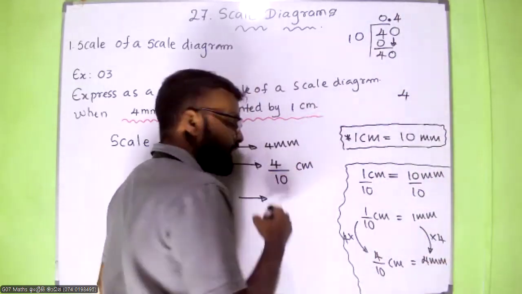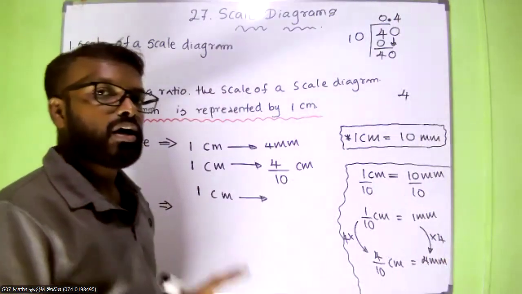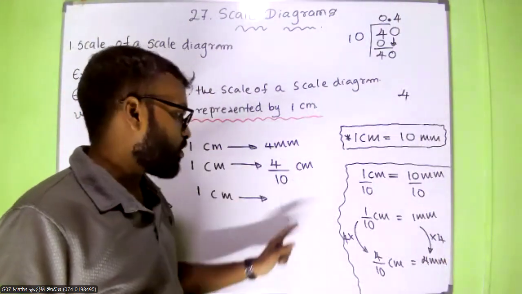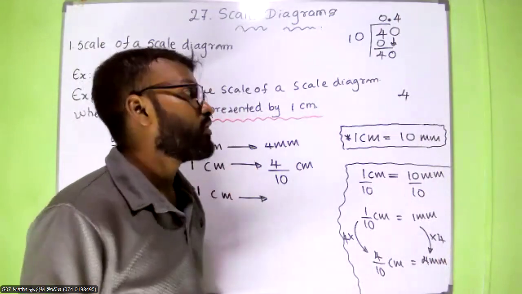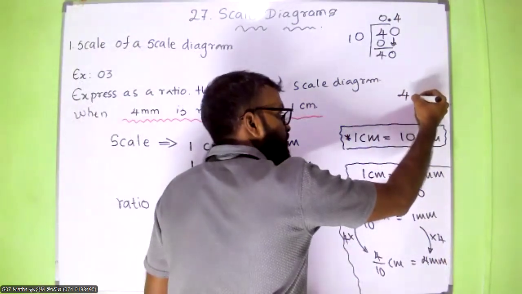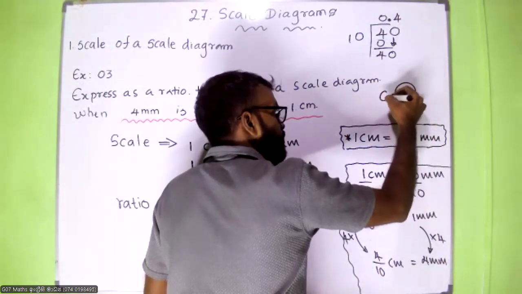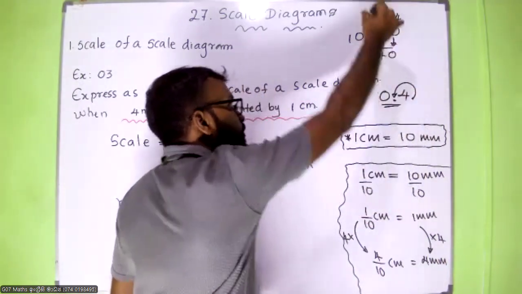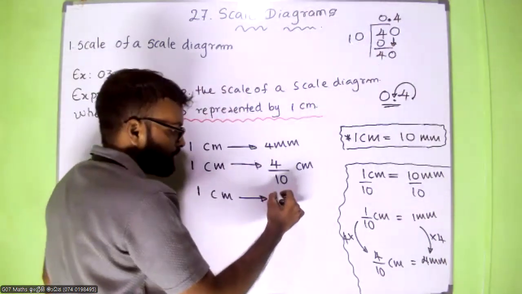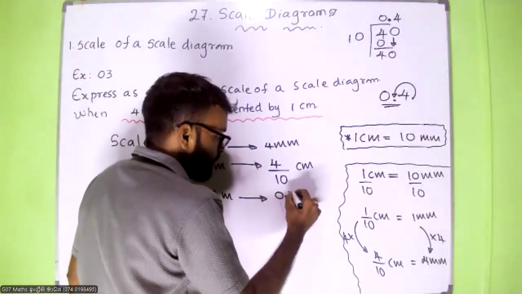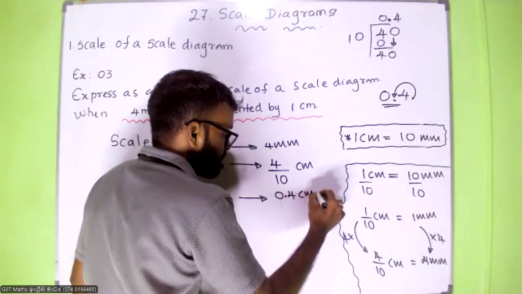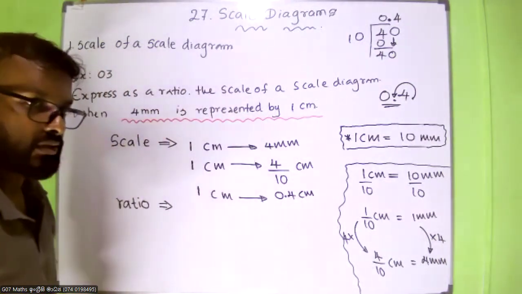4 divided by 10. How many zeros are there? 1 zero. So your decimal point is here. Jump one time less. So you will have the answer 0.4. Right? 0.4 centimeters.